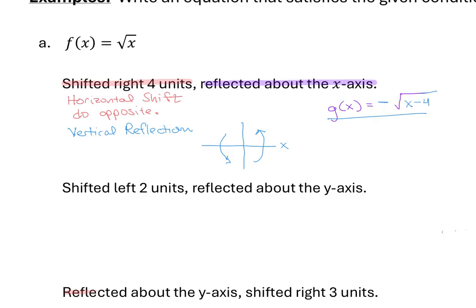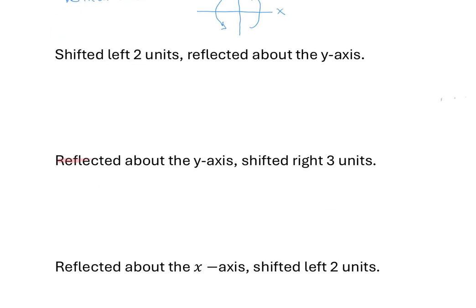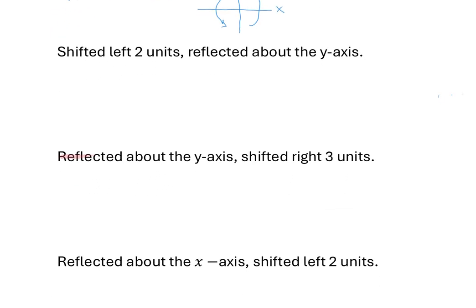All right, the next one, let's look at B, or the second example. Again, we have our original function, which is our square root. And let's see what it does here. Okay, we have shifted left 2 units. This is going to be a horizontal shift.